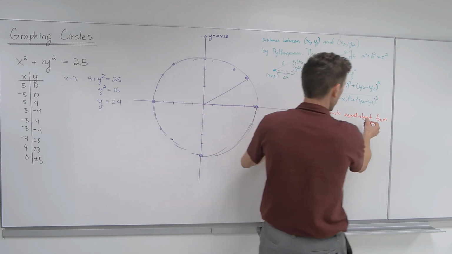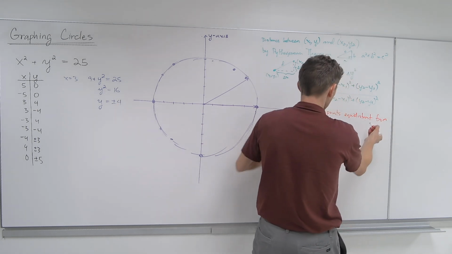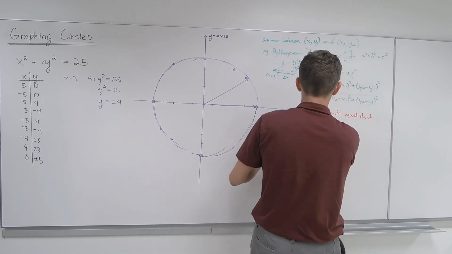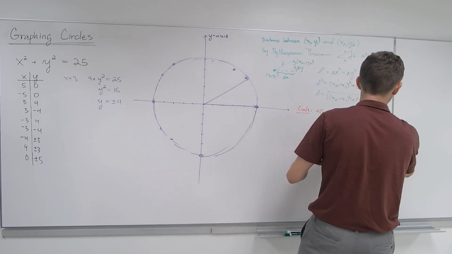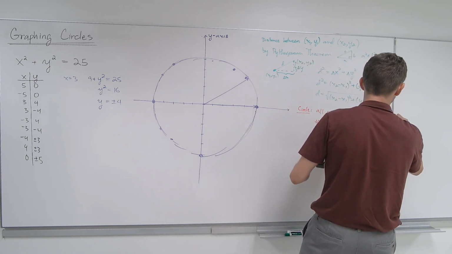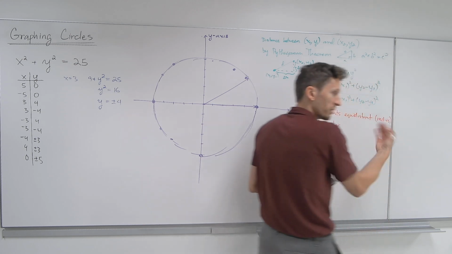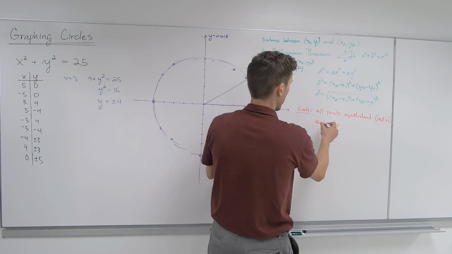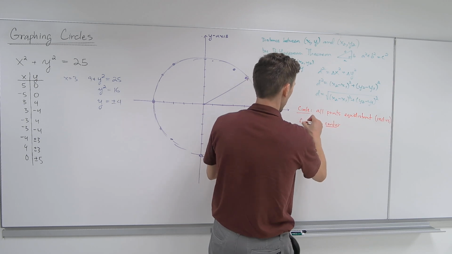Center, and what is the equidistant distance? Let's write it here. A circle is all points equidistant. That's the radius. That's the distance. The radius is a constant distance, and equal distance is equal radius from the center. So all points equidistant from the center.